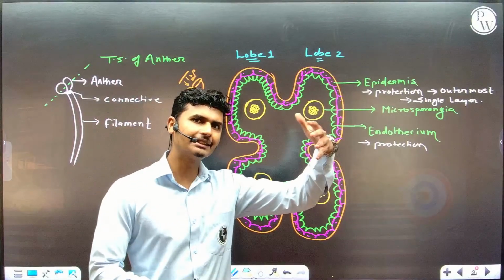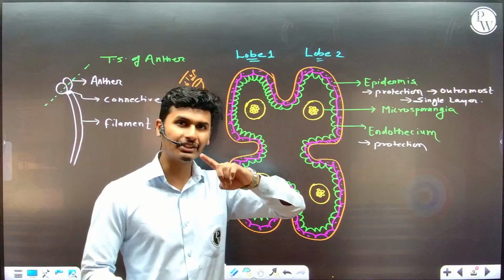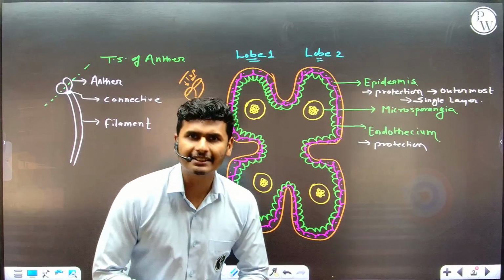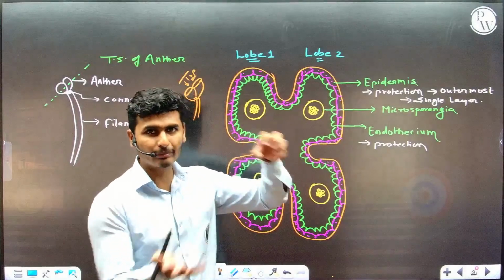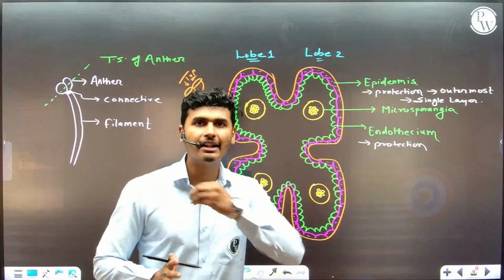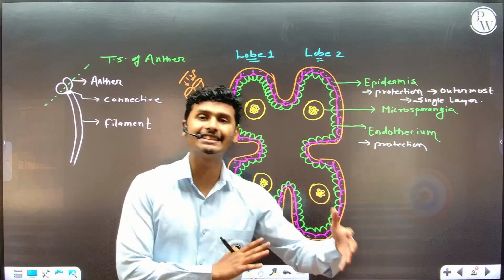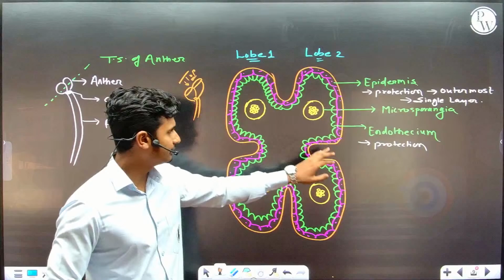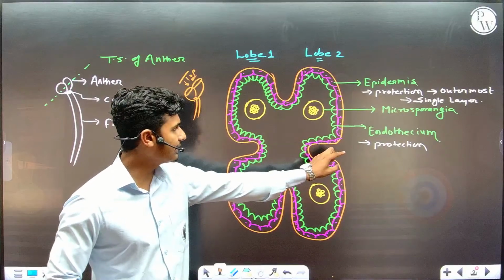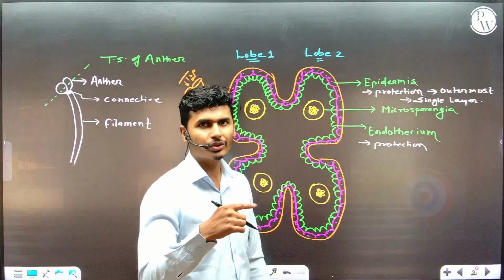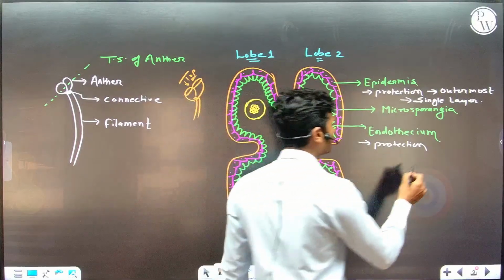So epidermis, endothecium, as well as one more layer I am going to explain here, that is the middle layer, responsible for dehiscence of anther. It means this anther is going to break down after the formation of pollen grain, and pollen grain is released from the anther. This is known as the dehiscence process. Now we understand the function of endothecium is protection. It is inner to epidermis.